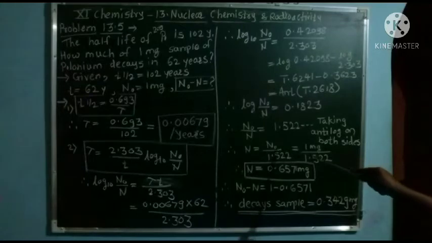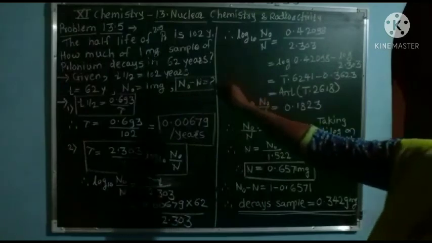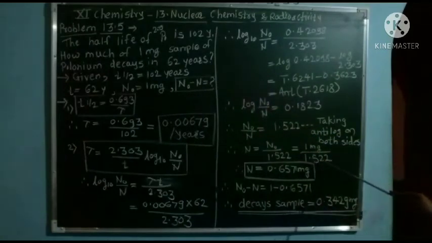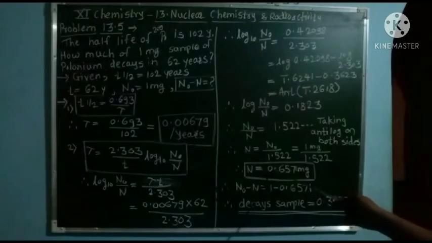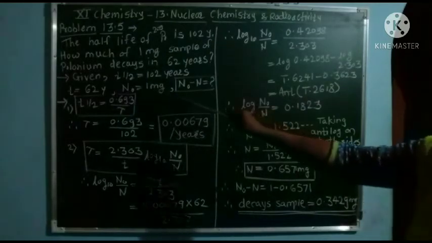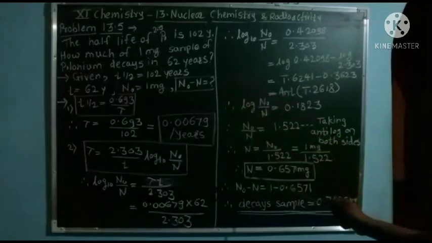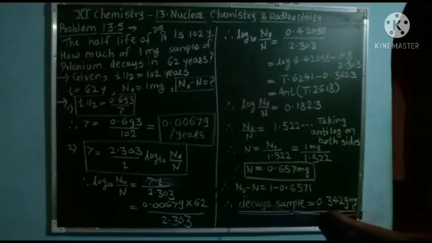Therefore the value of n is equal to, n shifts to the RHS, 1.522 to the LHS. So n is equal to n0 upon 1.522. Initial concentration is given, that is 1 milligram. So 1 upon 1.522. We can calculate by log of 1 minus log of 1.522 and its antilog, or directly by the reciprocal method. So the value of n is equal to 0.6571. Now we have the initial concentration, 1 milligram, and also the final concentration, 0.6571. Therefore we can calculate the number of nuclei decayed, that is n0 minus n.